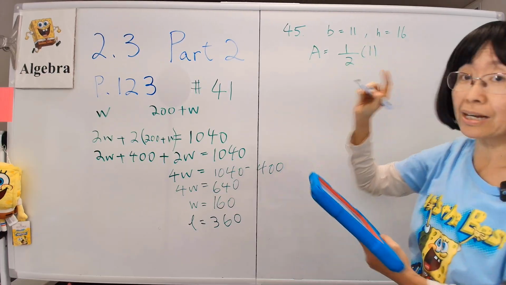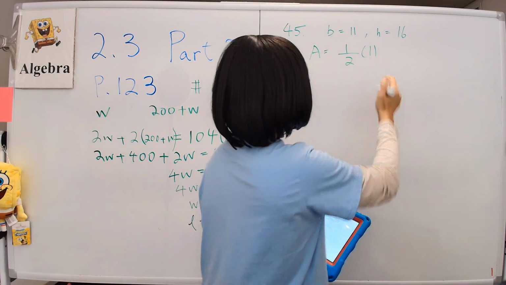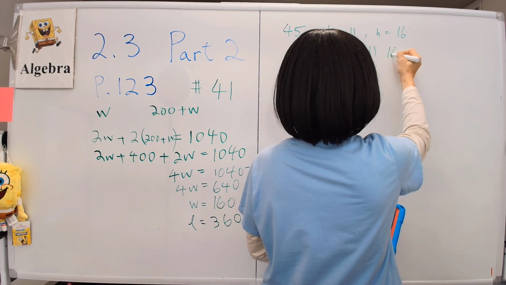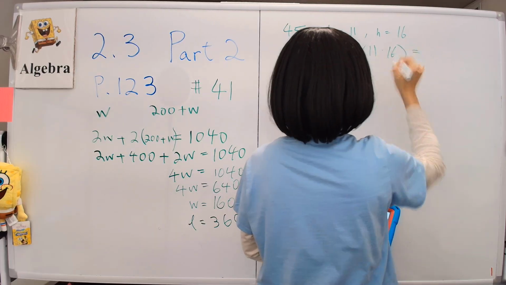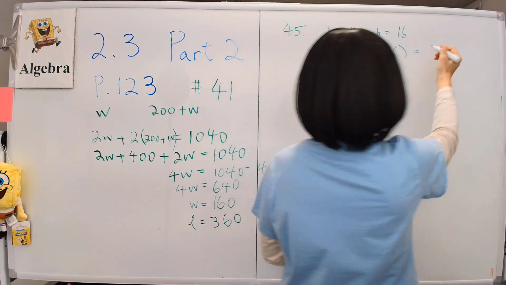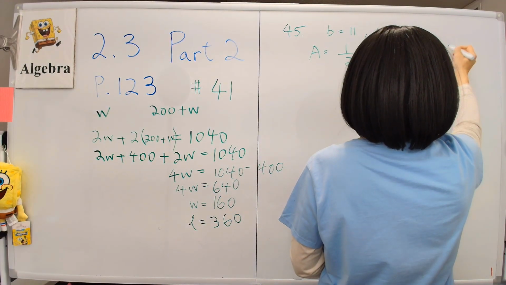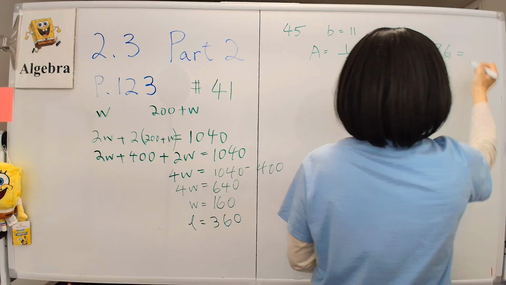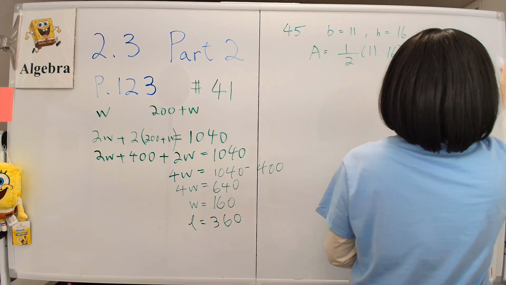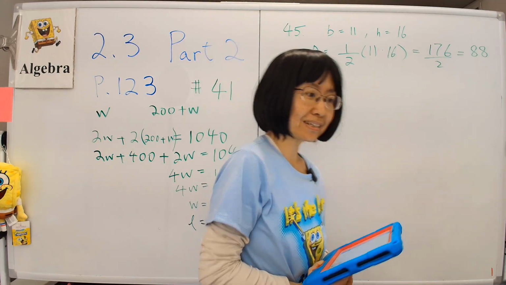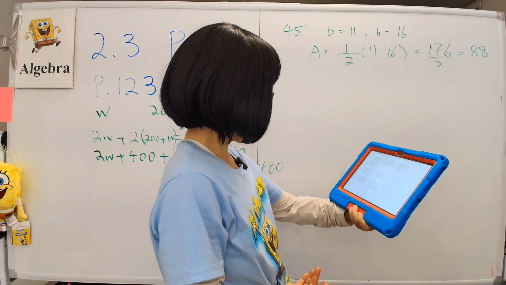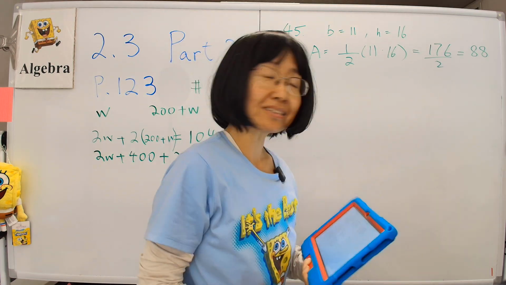And this you need to memorize. The area of a triangle should be something that you can remember without them having to tell you. 11 times 16, we just calculate this out, equals 176. Divided by 2, that is equal to 88. Let's check to see if I'm right. 45, yeah, it is correct. And it's 88 what? Inches. Everything's in inches, fine.